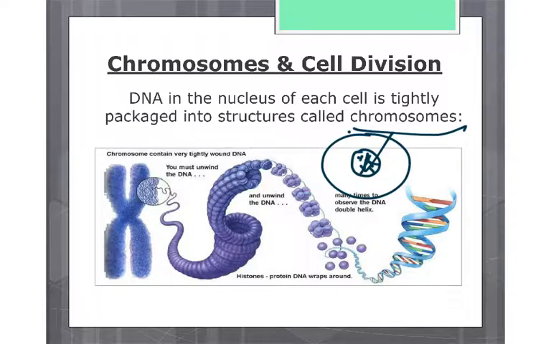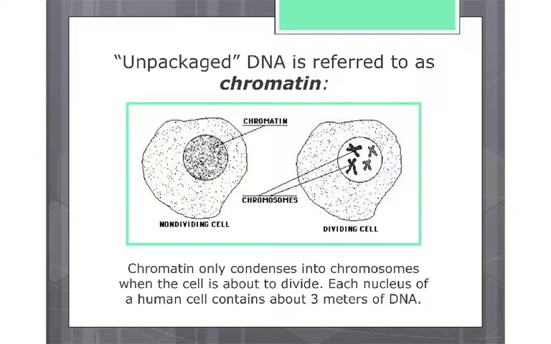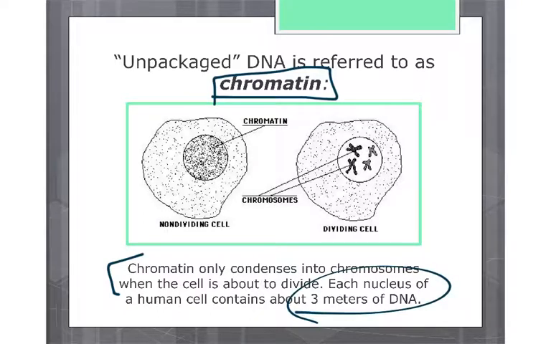So when we look at the DNA, and this is going to relate to the second half of Unit C where we go more into the genetics part, this is where we have that DNA, which is our double helix. Okay. So if you unpackage DNA, it is going to be referred to as chromatin. Chromatin only condenses into chromosomes when the cell is about to divide. This is important. So the chromatin is going to condense. Each nucleus of a human cell contains about 3 meters of DNA.